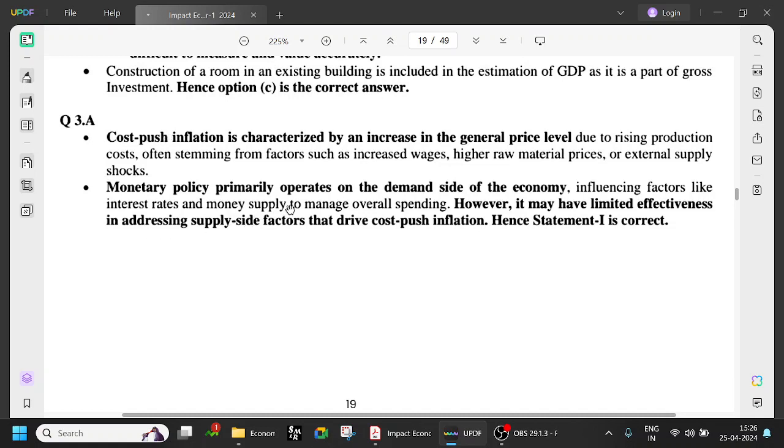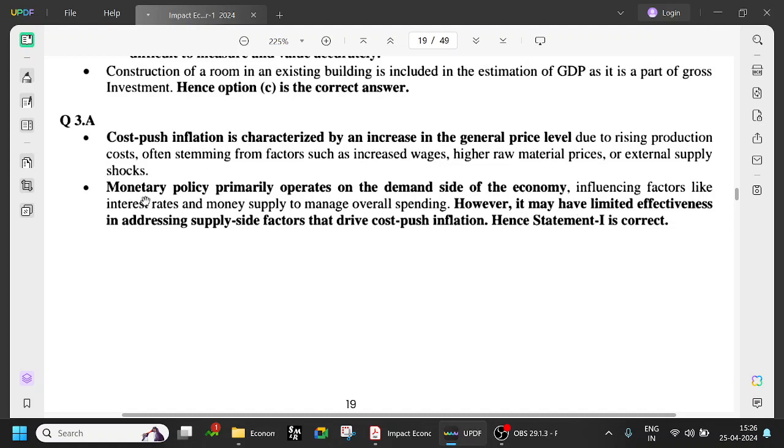Monetary policy primarily operates on the demand side of the economy. Okay, so monetary policy primarily operates on the demand side, not the supply side. It influences factors like interest rates and money supply to manage overall spending. Okay, so monetary policy is influencing interest rates, money supply, etc.